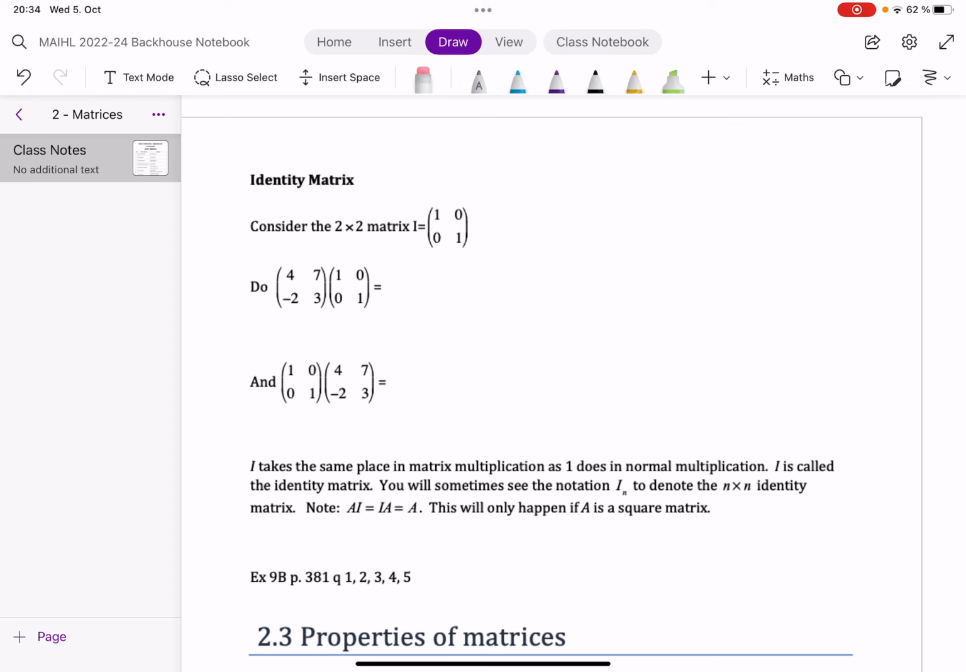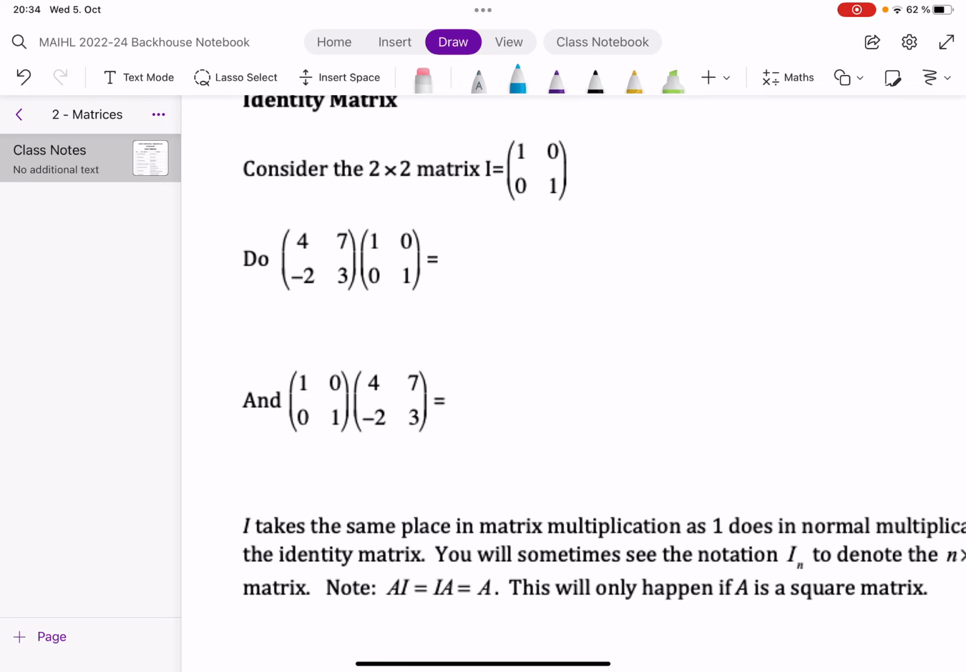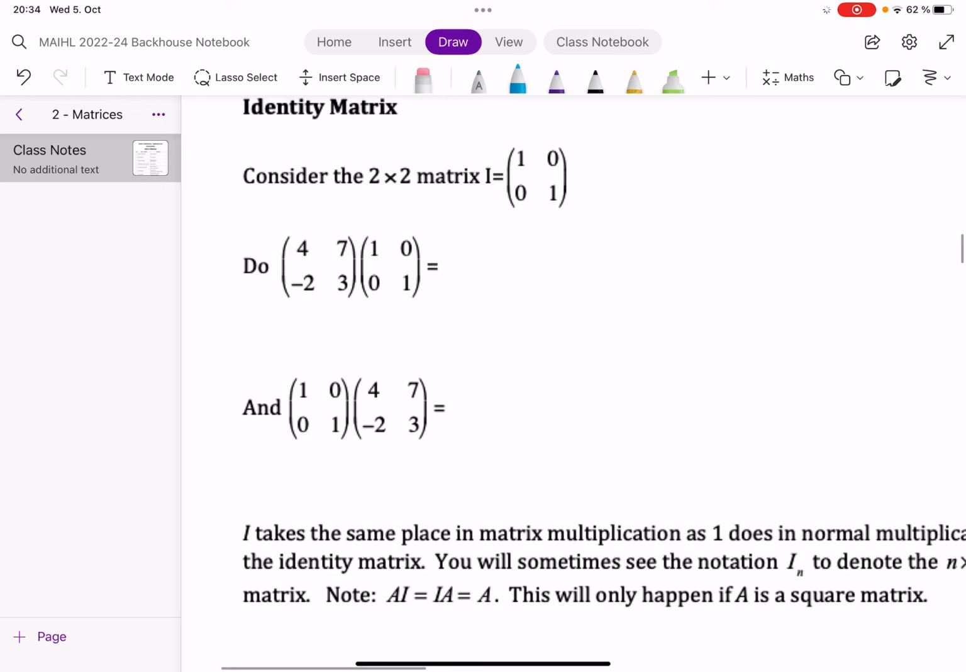Okay, hopefully you've had a go at these multiplications. If not, let's do it quickly now. So 4 by 1 plus 7 by 0. And then I'm going to do 4 by 0 plus 7 by 1. And then I'll keep going, negative 2 by 1 plus 3 times 0. Oh, I just realised I wrote 70 above. Let's change that for 7 times 0. And then negative 2 times 0 plus 3 times 1.